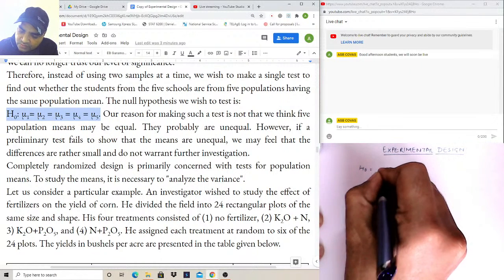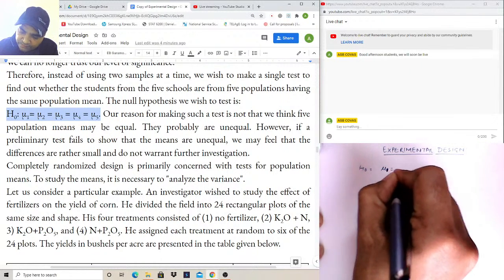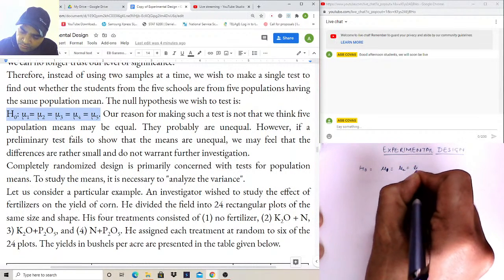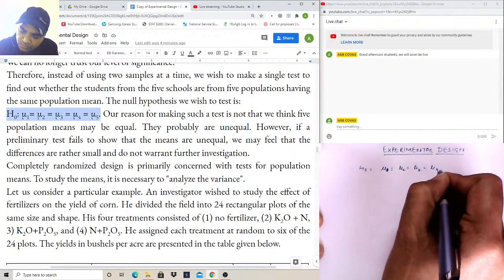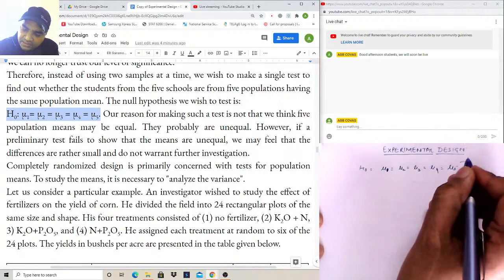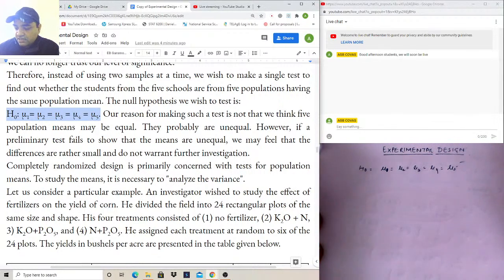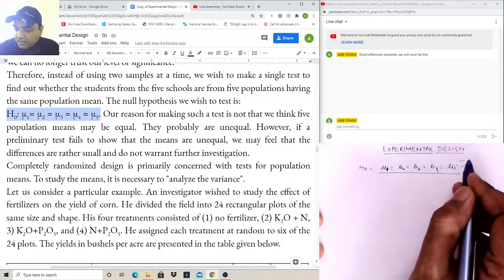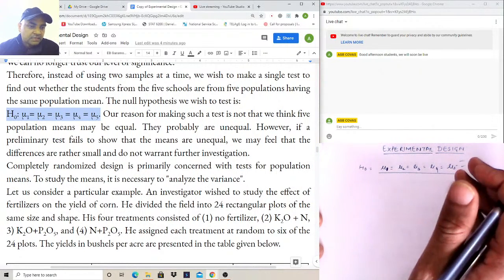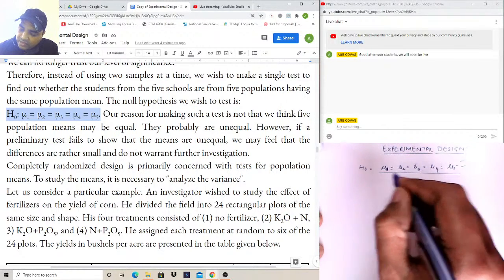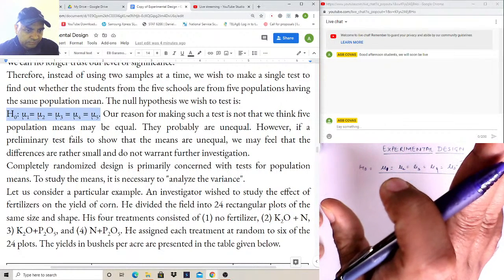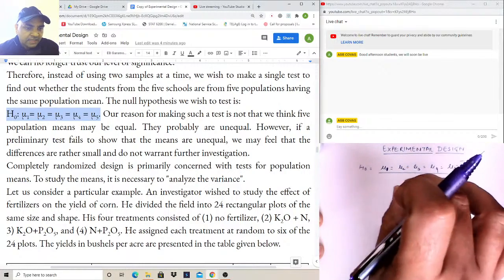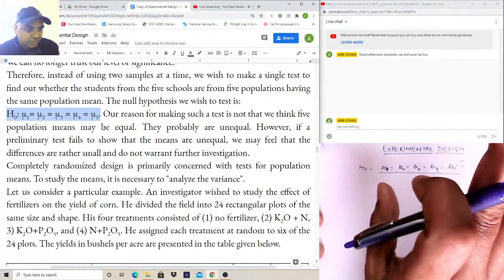So we have 5 schools. Mu1 equals mu2 equals mu3 equals mu4 equals mu5 is our null hypothesis, that all of these are equal. And its alternate will be that at least one among them is not equal, or at least two among them are not equal.